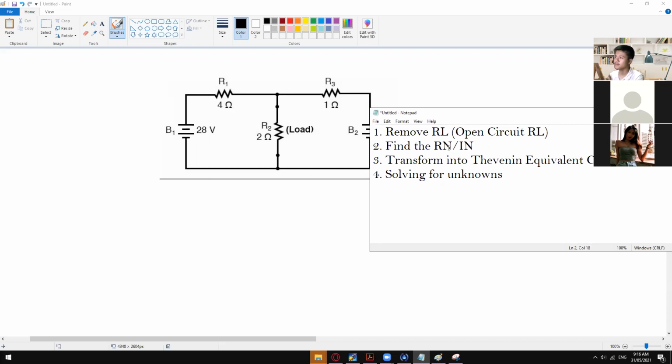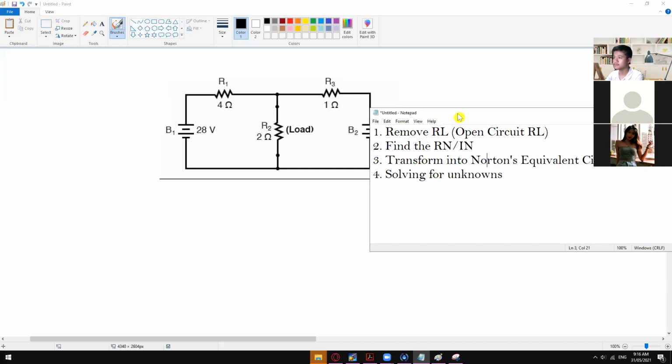Once you're done getting the RN and then IN, then you can now transform that one into Norton's equivalent circuit, and then you can now solve for the unknowns: total voltage, voltage drops, etc.